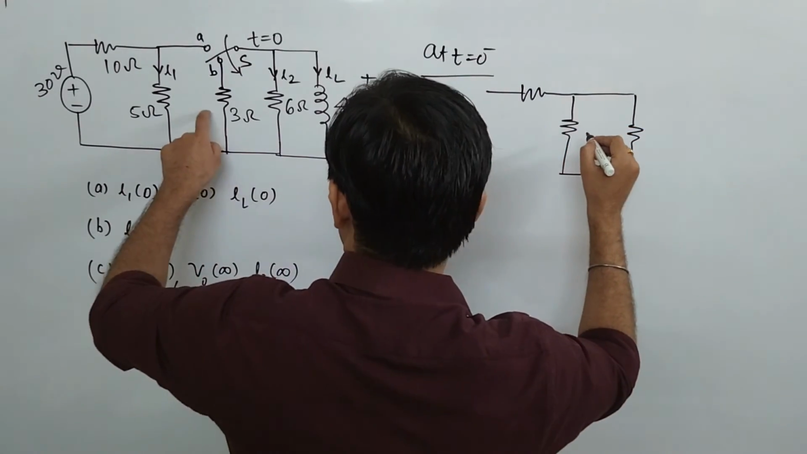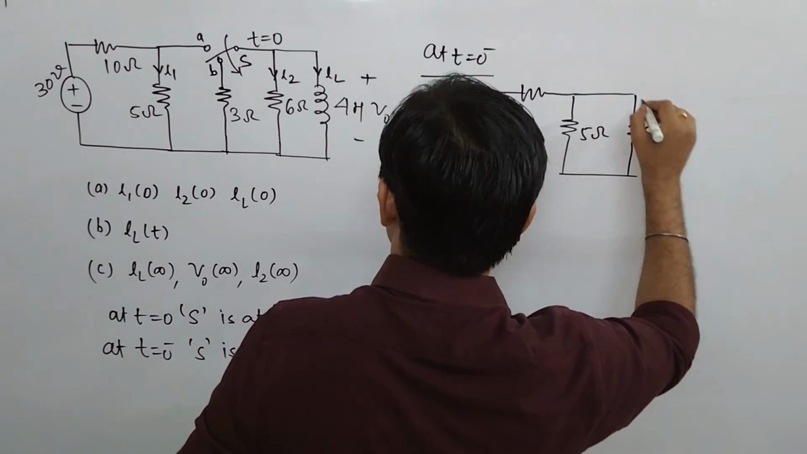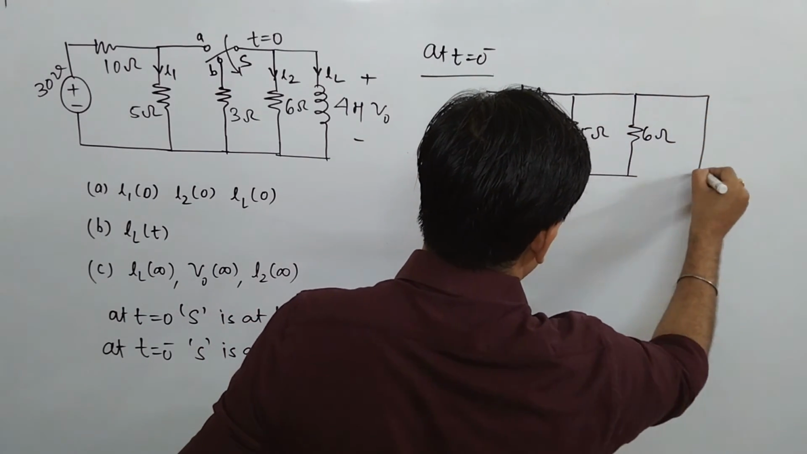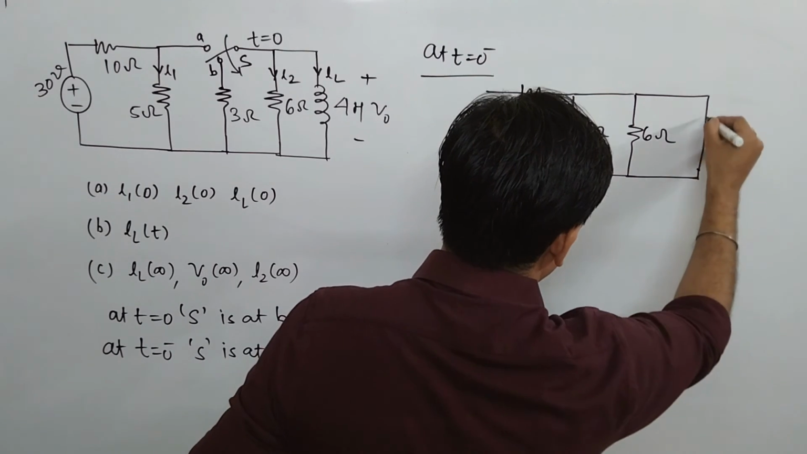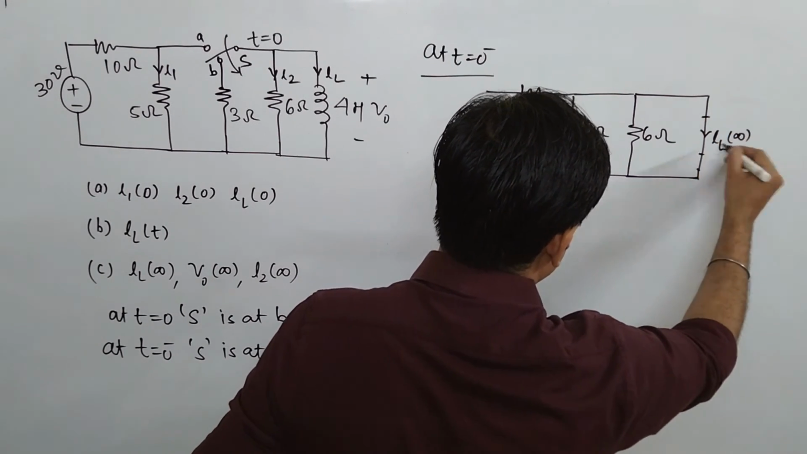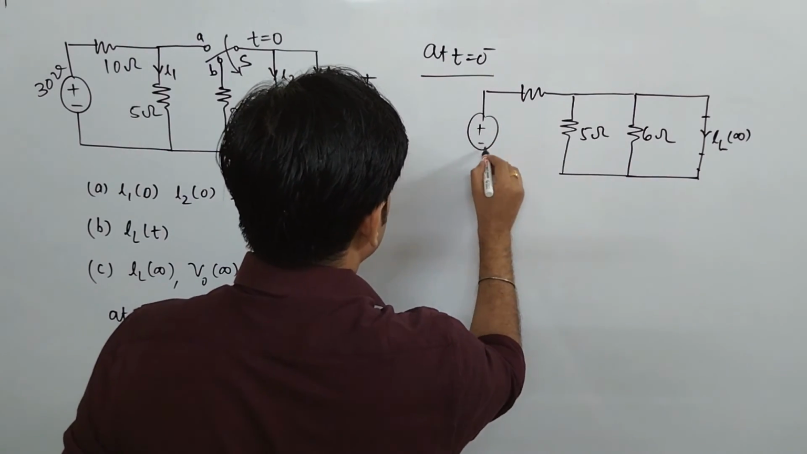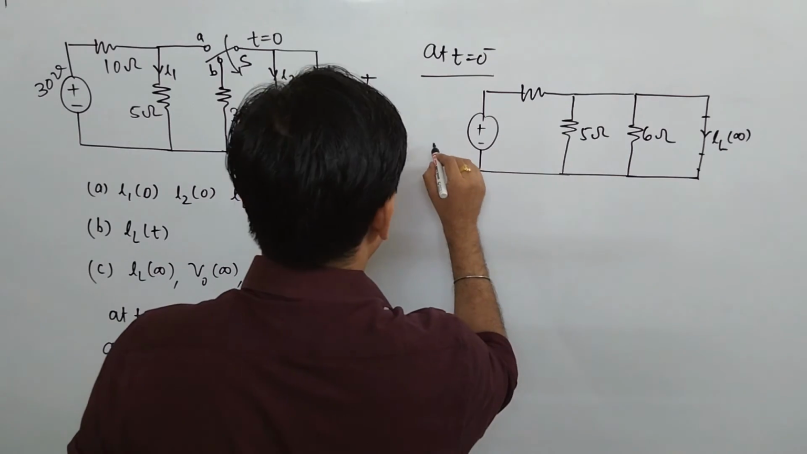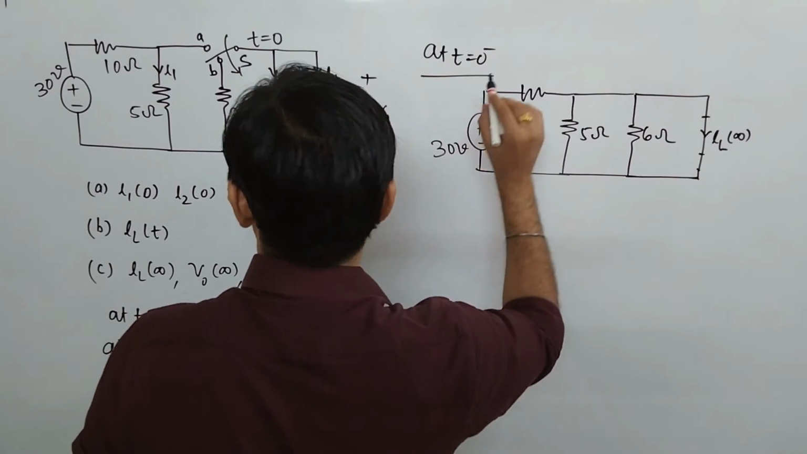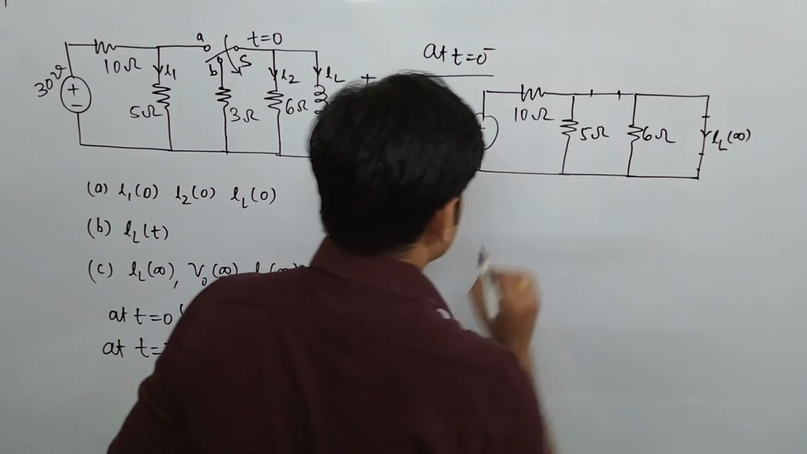This resistance will get omitted here. This will become only 6 ohm resistance. This will be short circuited. This is short circuited, and the current flowing is IL infinite, that is a short circuit current, and here it is plus minus 30 volt. This was the switch position.